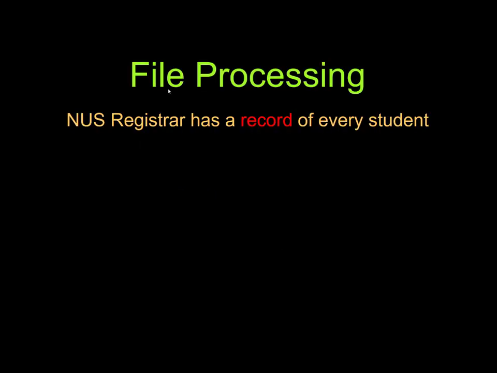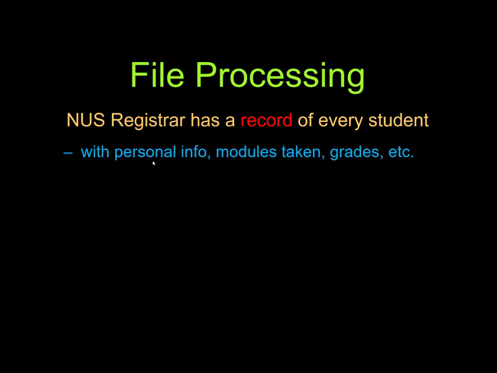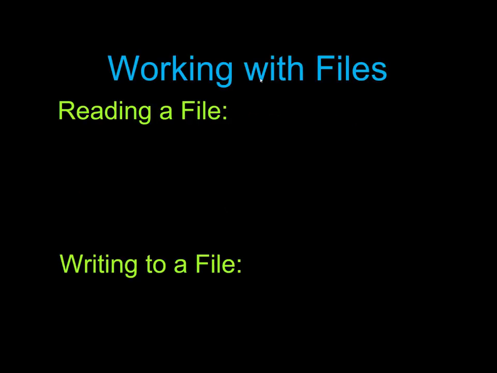A file is usually a collection of many records. For example, the NUS registrar has a file, or many files, where each file has a record of every NUS student. Each record contains personal information, modules taken, grades, etc. Each record is a compound data, so it's a grouping of various kinds of data. Working with a file, you are either reading a file or writing to a file.